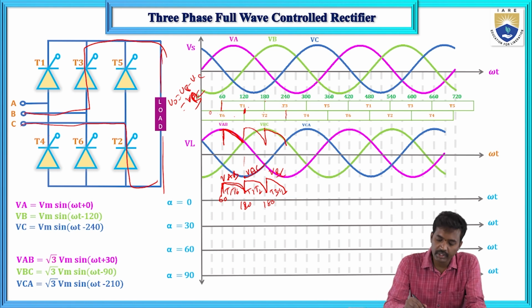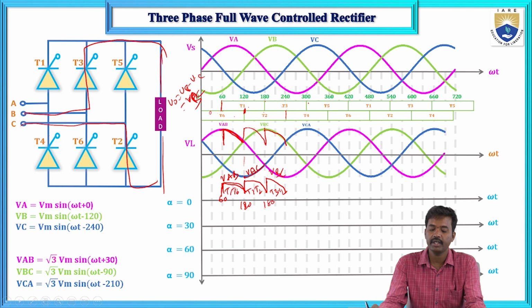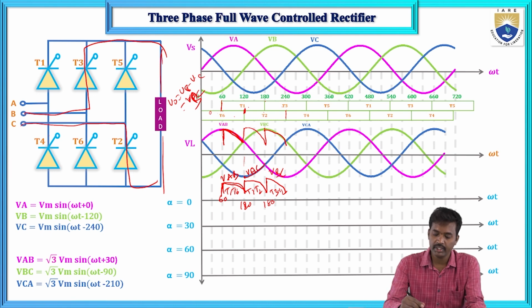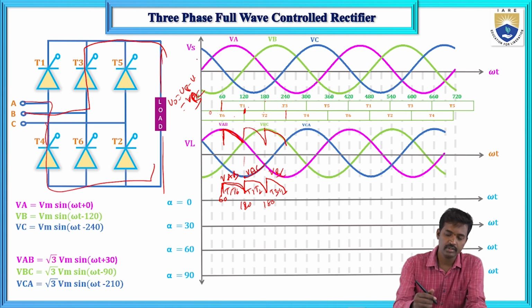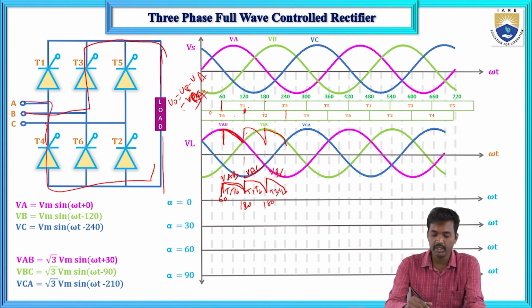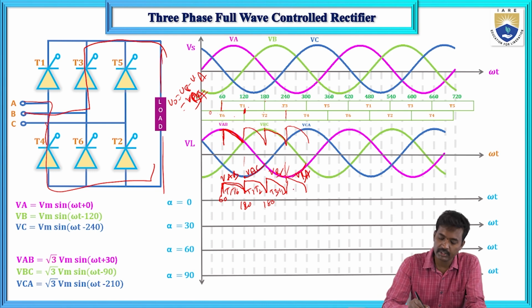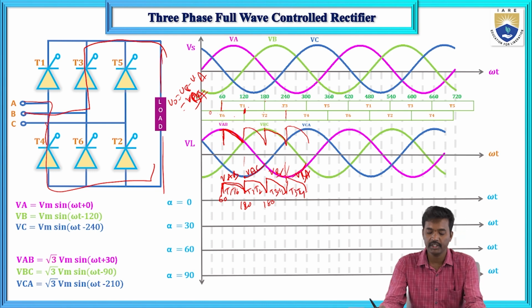Between 240 to 300, T3 and T4 will conduct. T3 and T4 will conduct means VB minus VA, VBA. VBA means this is the VAB, so this is the case, and it is opposite to this one. This is VBA. So T3 and T4 thyristors will conduct.